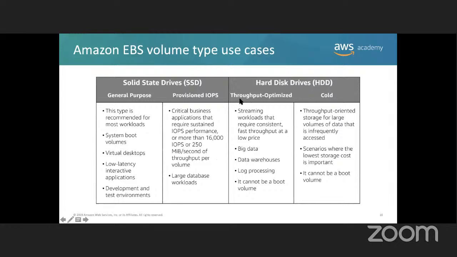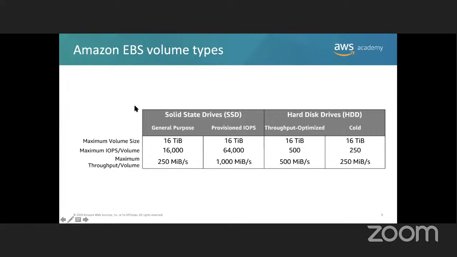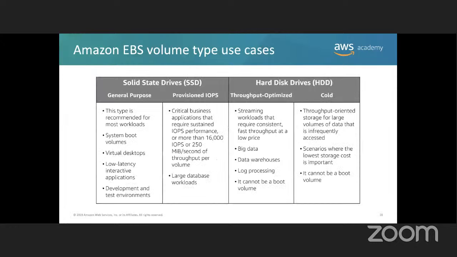Now, the use case. Okay, when do we use general purpose? Well, the word says it all, right? It's for general purposes. So this type is recommended for most workloads, for any type of workload as long as the IOPS are less than 16,000, right? The input output per second is less than 16,000, you can use it. It's for system boot volumes. You can boot your system with this volume. It can also be used for virtual desktops, right?